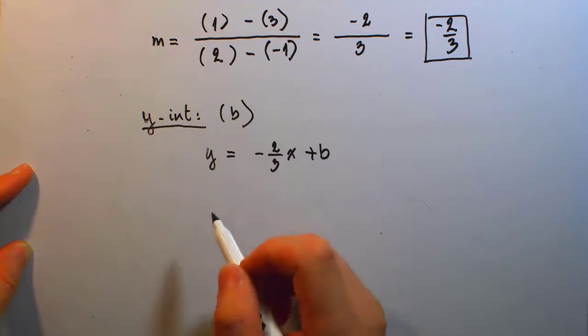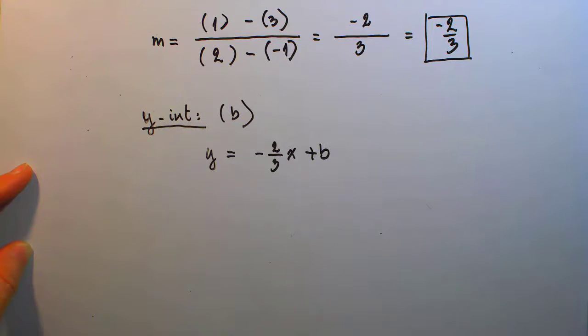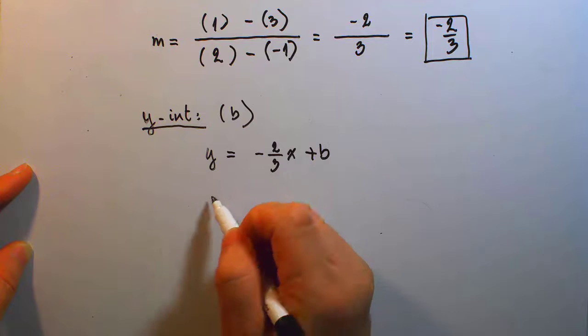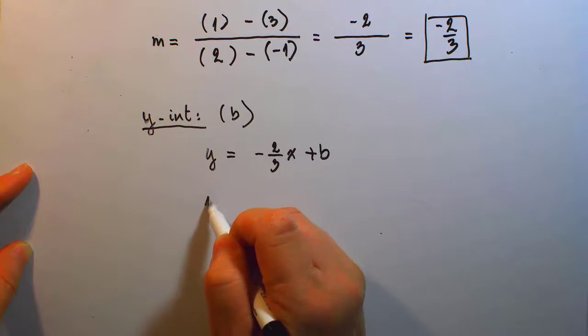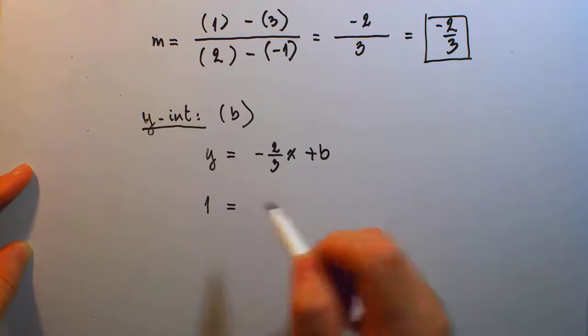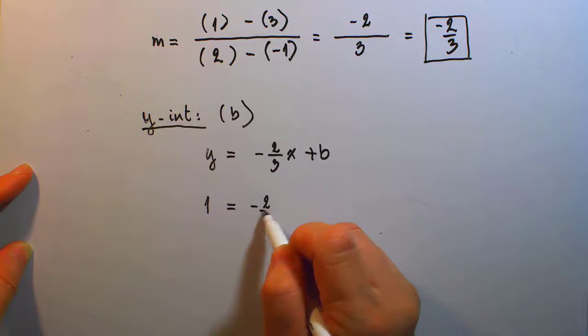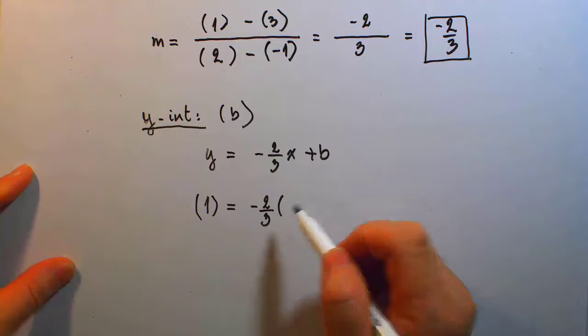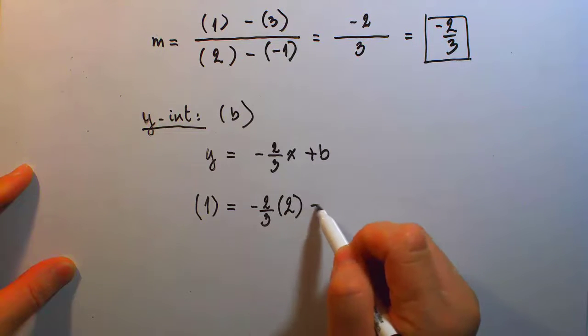Now 1 is the value for y, and 2 is the value for x. So we're going to simply substitute those values into this equation, x for x, y for y. So the left-hand side becomes 1. There's the equal sign. There's the slope value, negative 2/3, and the x value is substituted by 2. And then plus b.